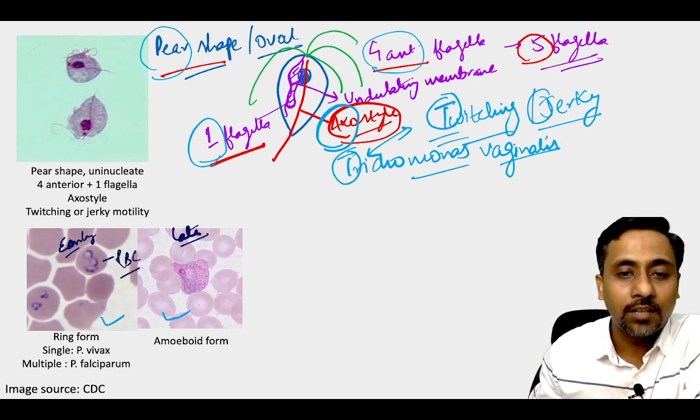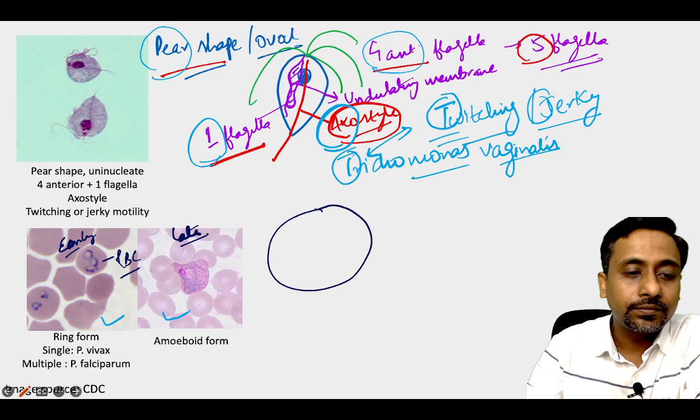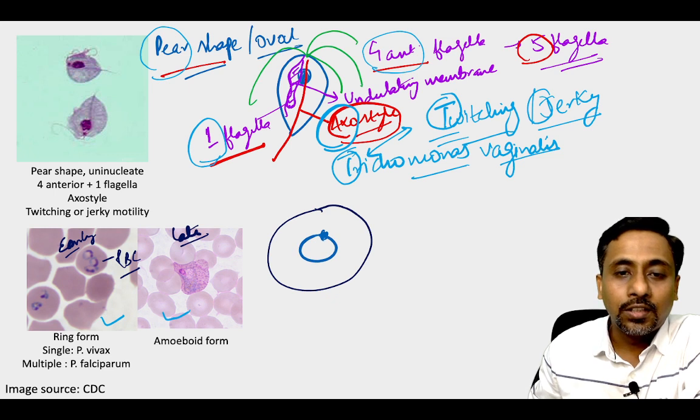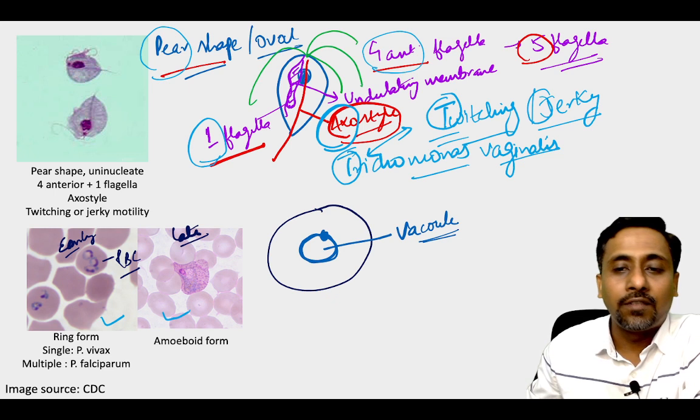And how it will look like, I'll draw the diagram. So if this is the RBC in which the trophozoite is present, it will look like a ring. So this is the stone of the ring and this is the margin of the ring. Basically it occurs because of the presence of a vacuole in the cytoplasm, and this vacuole pushes the nucleus to the periphery and the cytoplasm makes a structure like a ring. So that's why it is called the ring form, or the early trophozoite form appears like a ring.